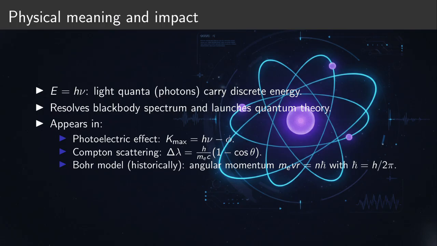Physical meaning. The equation E equals h nu tells us that light comes in discrete packets, photons. This idea launched quantum theory. It explains the photoelectric effect, where light ejects electrons from a surface. It appears in Compton scattering, and in early atomic models like Bohr's. Planck's constant is now one of the most fundamental constants in physics.